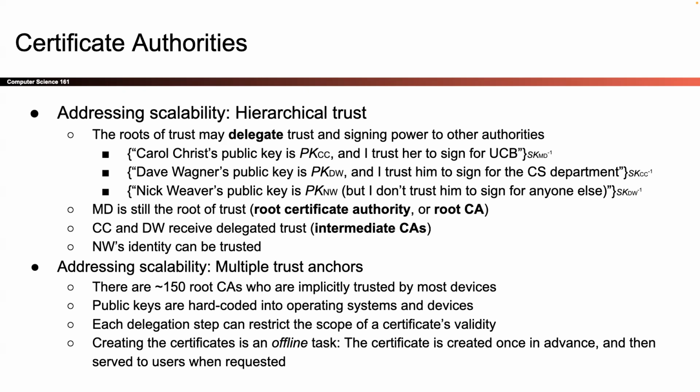This is a person who is an expert at certificates. They can generate certificates for other people. And sometimes we also say this for the people in between. So like Carol Christ, who is delegating trust, and like David Wagner, who is delegating trust. Sometimes we call them intermediate certificate authorities.